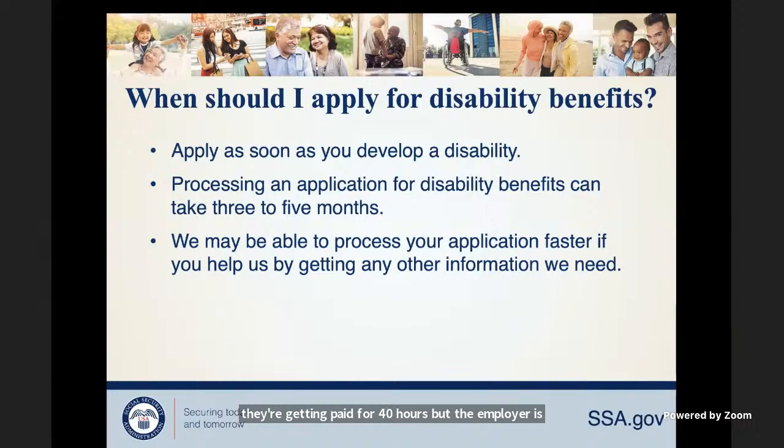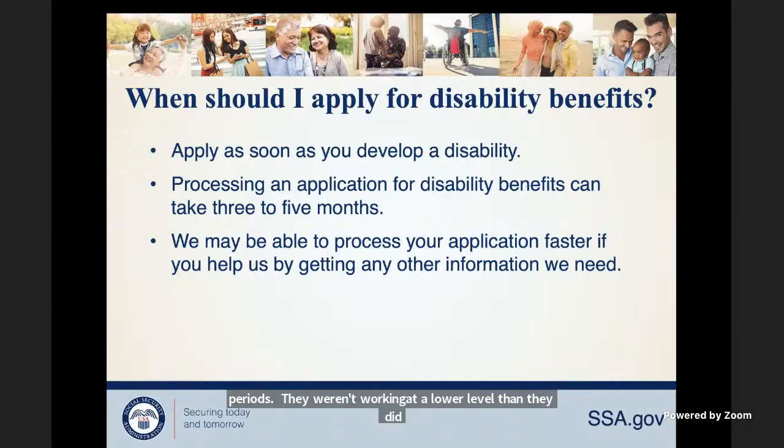And that employer can explain, okay, yeah, I know they're working over the allowable substantial gainful activity limit that Social Security has, but I've been letting them slack. That's, to put it in the proper term, I've been allowing them more rest periods. They are working at a lower level than they did before, but I'm still paying them the full hourly amount. So we can work with that.